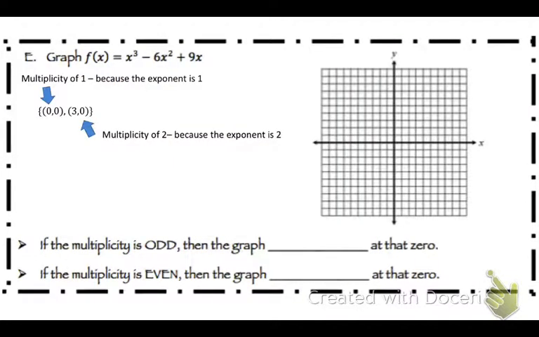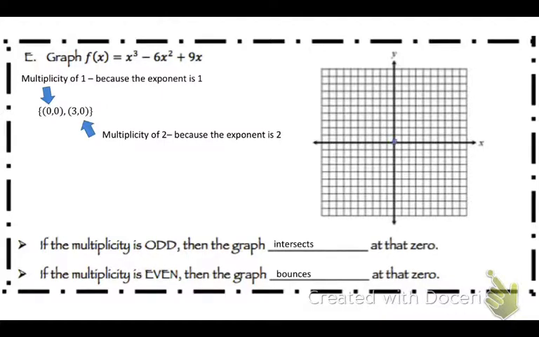Now, this is the same equation, we just need to graph it based on the zeros. So if the multiplicity is odd, then the graph intersects at that zero. And if the multiplicity is even, then the graph bounces at that zero. And we're just going to say bounces. I know that's not correct math terminology, but that's all right. Okay?